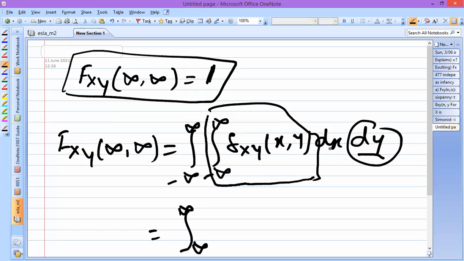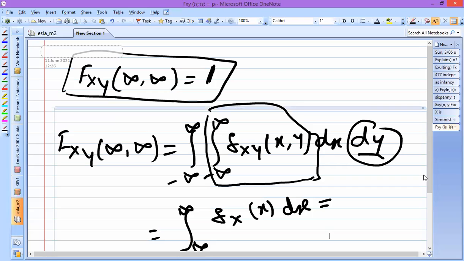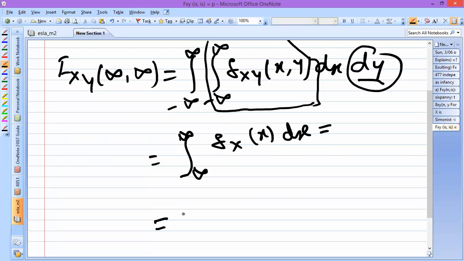So you need to make the substitution. Here if you consider this integral along with the dy, that will be representing the marginal PDF fx of x into dx. In the next step you have to simplify this, and you can substitute. That is nothing but fx of x you have obtained.